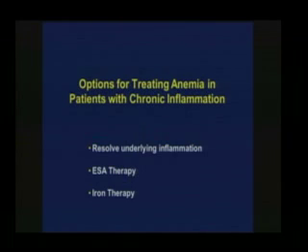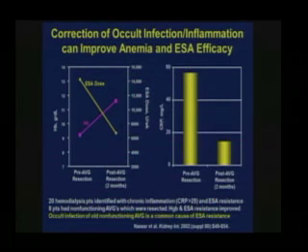So what are the options for treating anemia in patients with chronic inflammation, including CKD? Well, you can resolve the underlying inflammation, treat the patients with erythropoietin stimulating agents, and finally treat with iron. Now, correction of occult infection or inflammation can actually improve anemia and your EPO responsiveness.